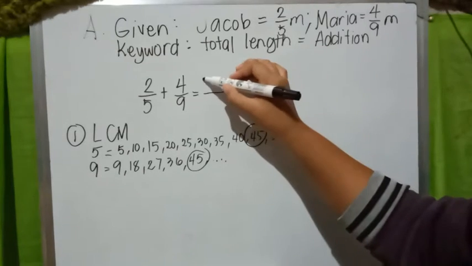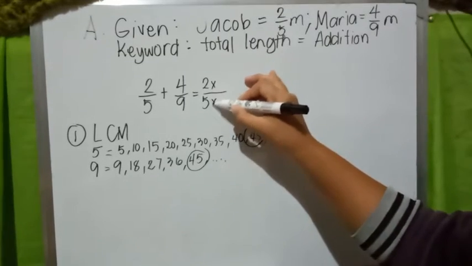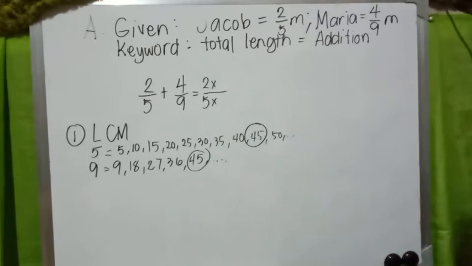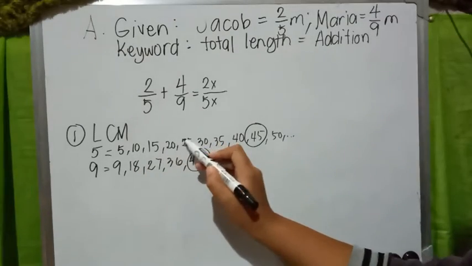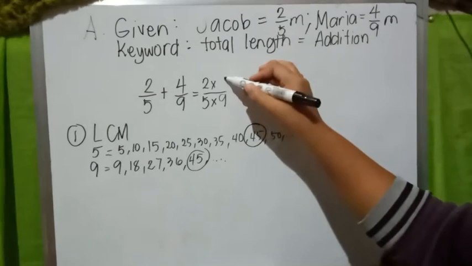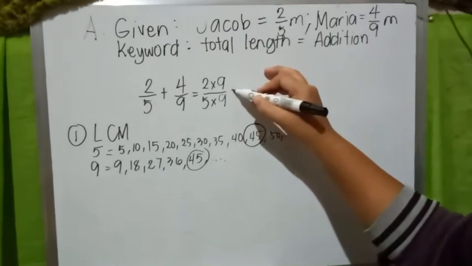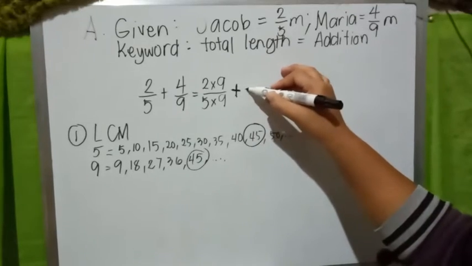So let's copy the 2/5. How much do I need to multiply to 5 to get 45? So we'll count here. 1, 2, 3, 4, 5, 6, 7, 8, 9. So we need to multiply it by 9. And do not forget your operation, which is plus.